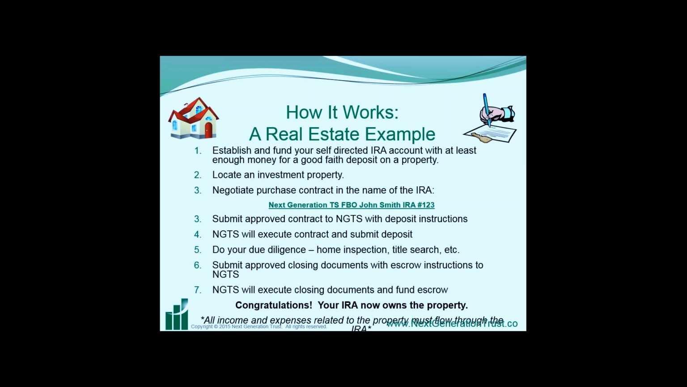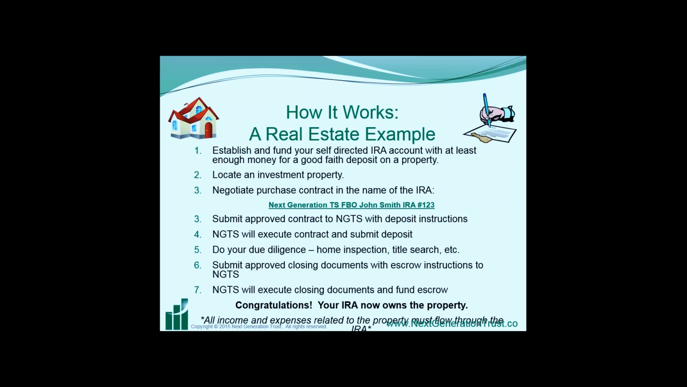So on all the real estate documentation, it would be Next Generation TS for Trust Services, FBO for the benefit of John Smith, IRA, and then the IRA number. You would submit an approved contract to Next Generation Trust Services with the deposit instructions. We would execute the contract and submit the deposit on your IRA's behalf.